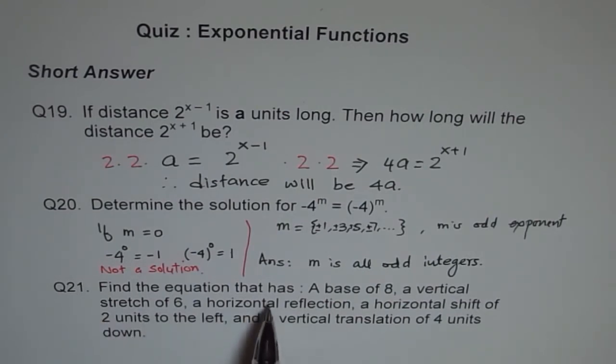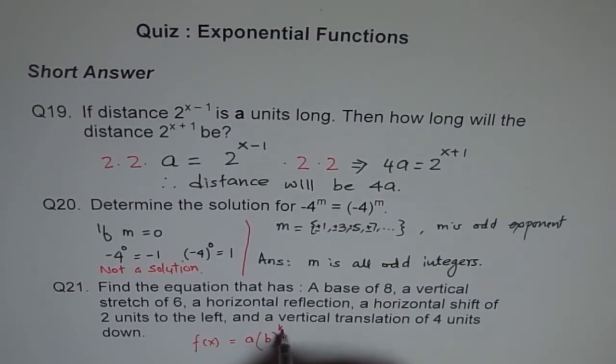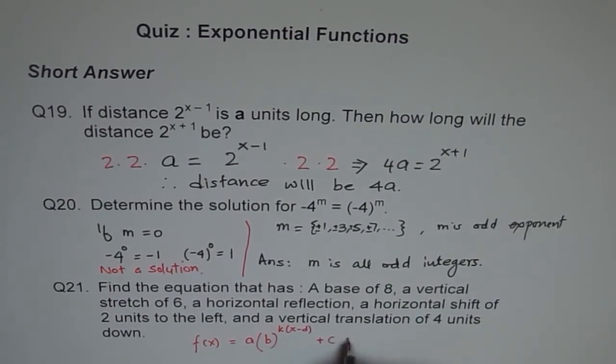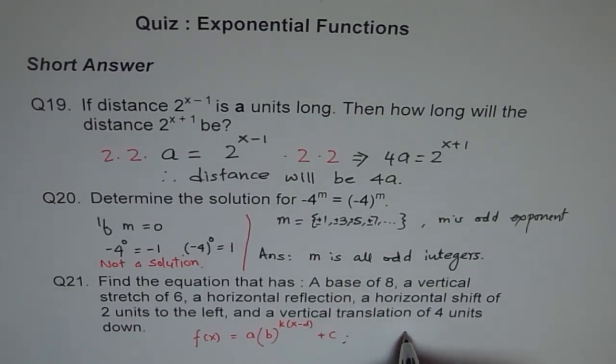Now, question 21. Find the equation that has a base of 8. So we have a base of 8. So let us say f of x. So in general, we want a transformed function, right? So the transformed function f of x can be written as a times whatever the base is, to the power of k times x minus d, plus c, right? This is the kind of function we are looking for. And in this particular case, the base b is 8 for us, so we say 8 here.